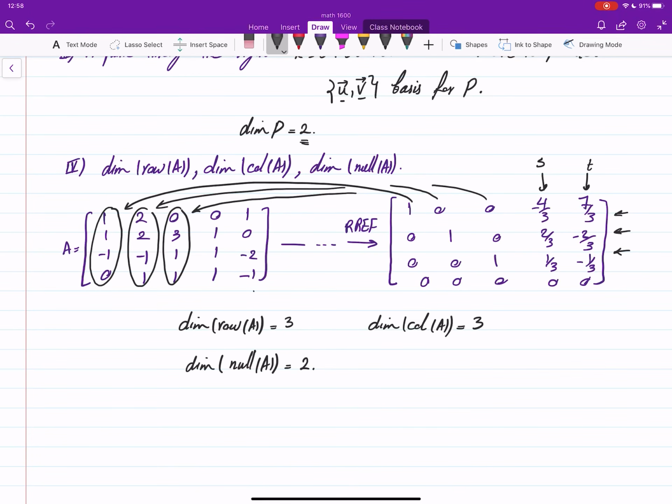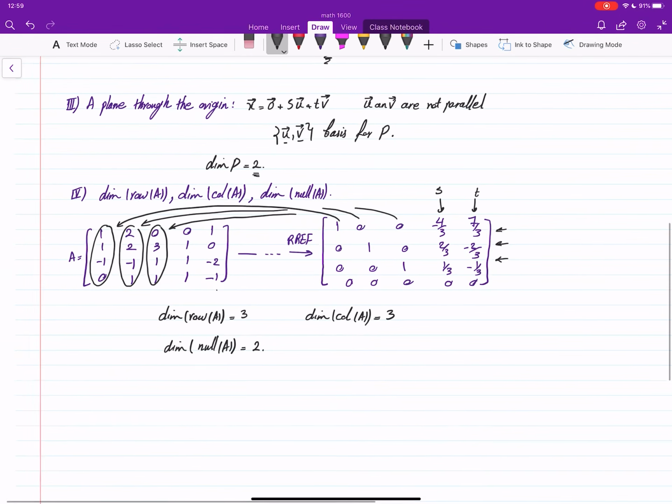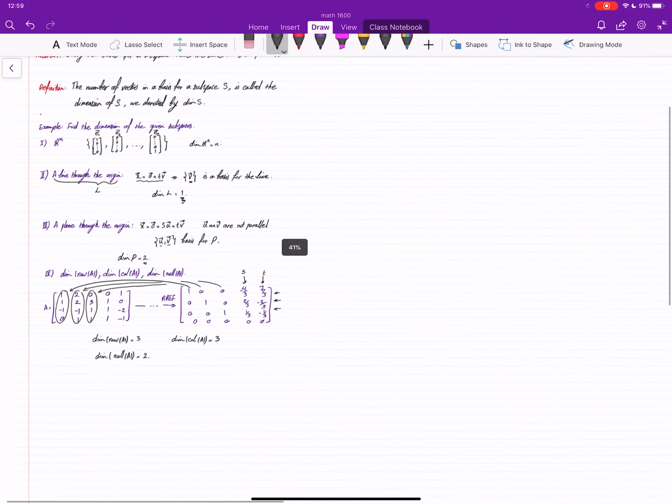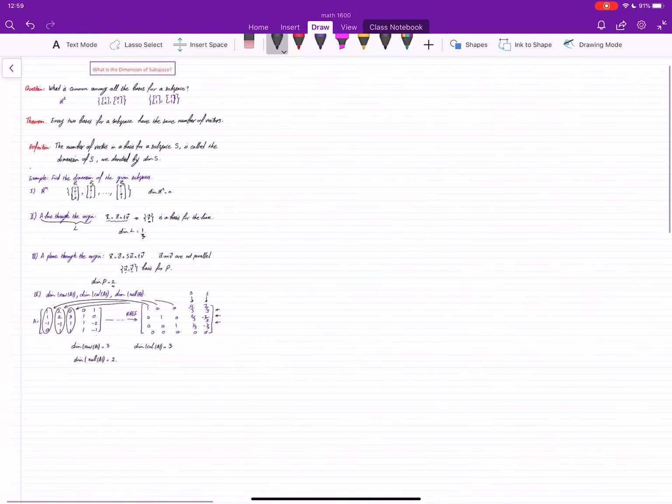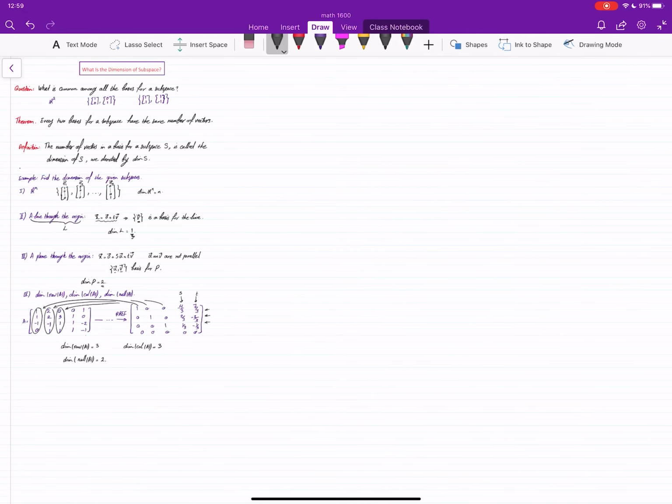We will learn more about the dimension, row space, column space, and null space of matrices in another video. But as an example, now you know how this works. Just count the number of vectors in one basis. That's the dimension.